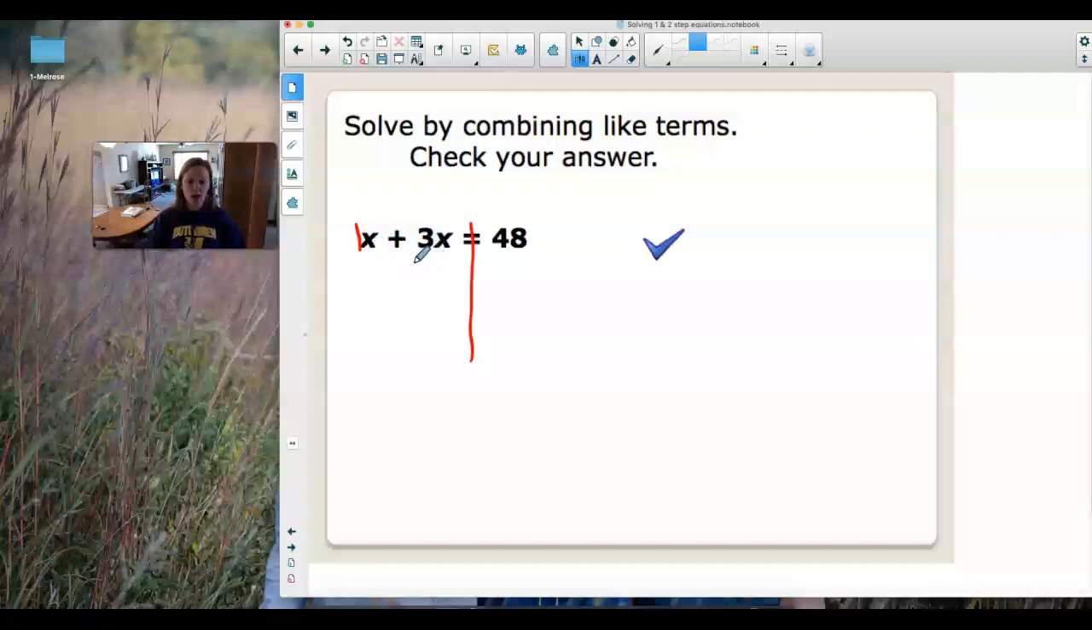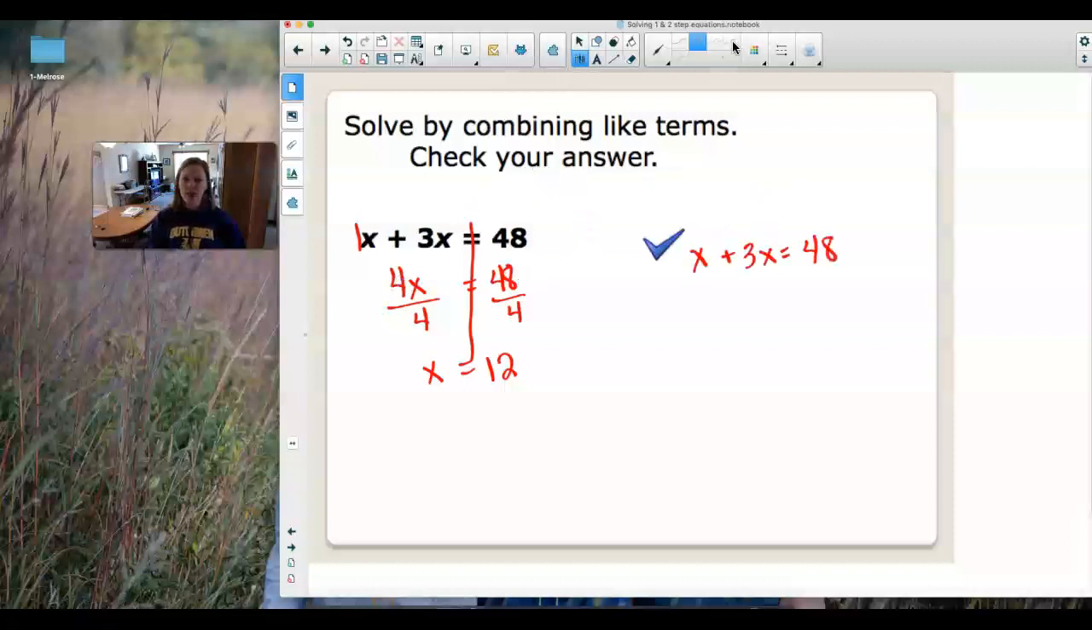So 1x plus 3x is 4x equals 48, and now we can solve them just like we did on the last one. So we're going to divide by 4, and we get x equals 48 divided by 4 is 12. Okay, now when we check this, we can't just go to this step. We're going to go back to the original. So x plus 3x equals 48.